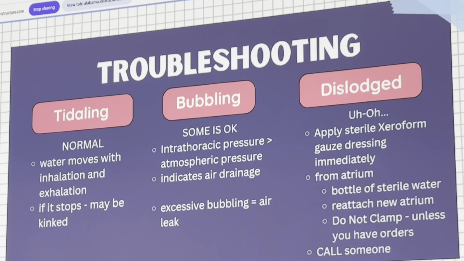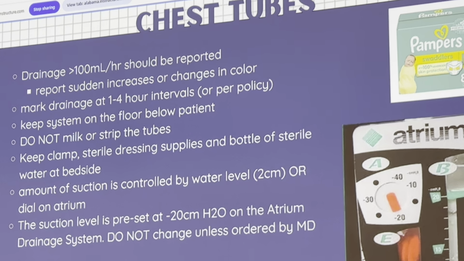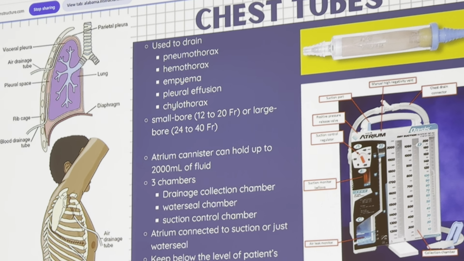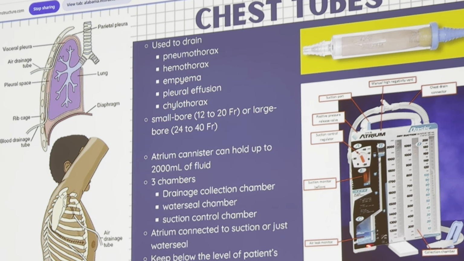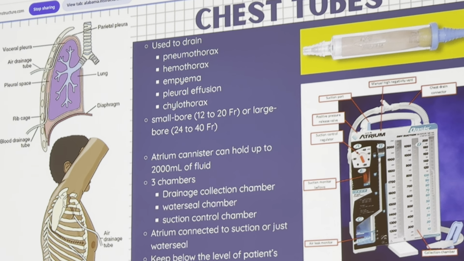Let's talk about troubleshooting. So things that can go wrong. Now, tidaling, is that okay? Yes. It's okay, right? So as I'm inhaling, as I'm exhaling, that tidaling is going to occur. I wish I had an actual atrium, but it's hard to see. But I'm gonna have tidaling occur. So there's gonna be a little white ball that's gonna be in this water seal chamber. And then as I inhale and as I exhale, it's gonna slide up and down this water seal chamber. So I call that tidaling. That's normal. That's fine. That's okay.